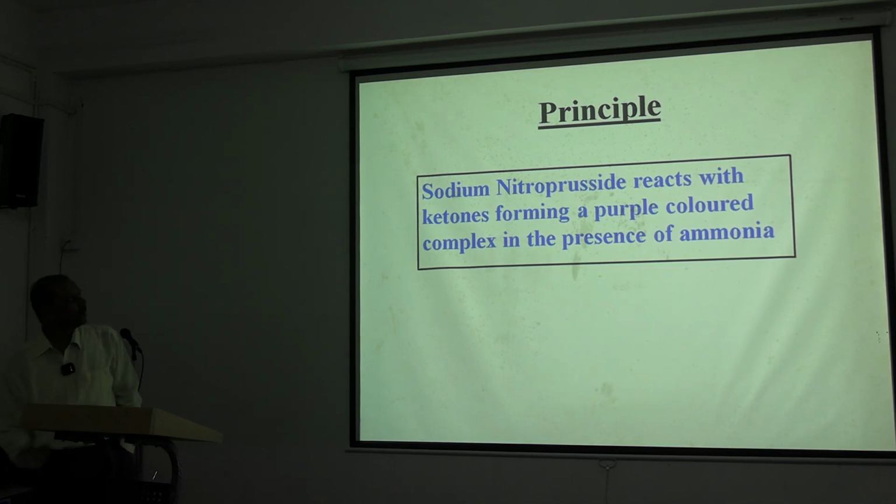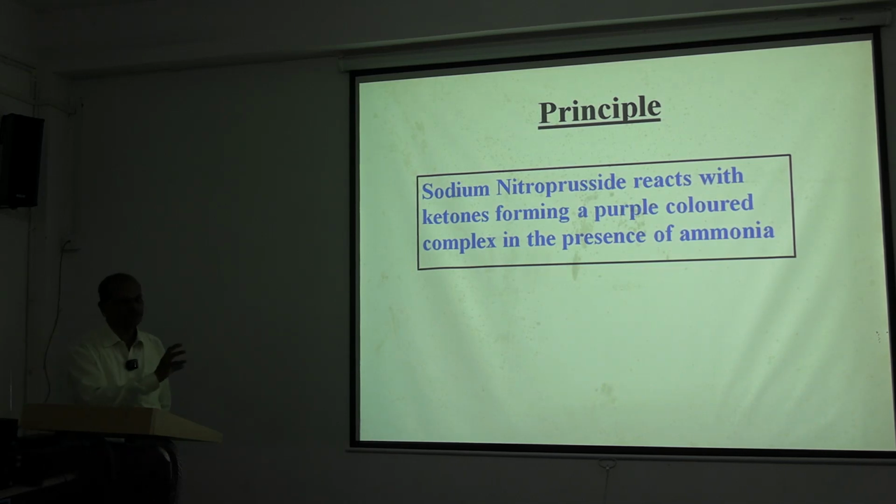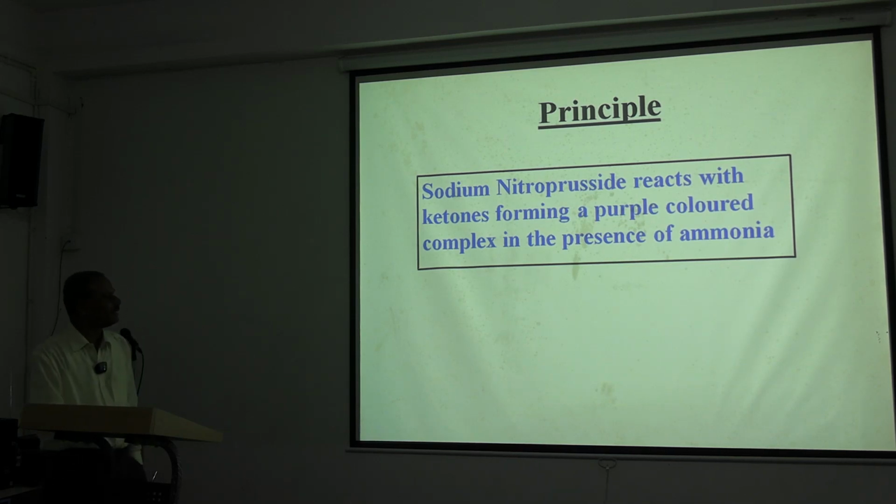So what is that purple color ring? What is the principle of this test? You have done the test itself. So that means basically the ketone body has reacted with that reagent, and then you have got the purple color ring. So sodium nitroprusside reacts with the ketone, forming a purple color compound in presence of ammonia. This is the actual reason for formation of that purple color. So this is the principle.